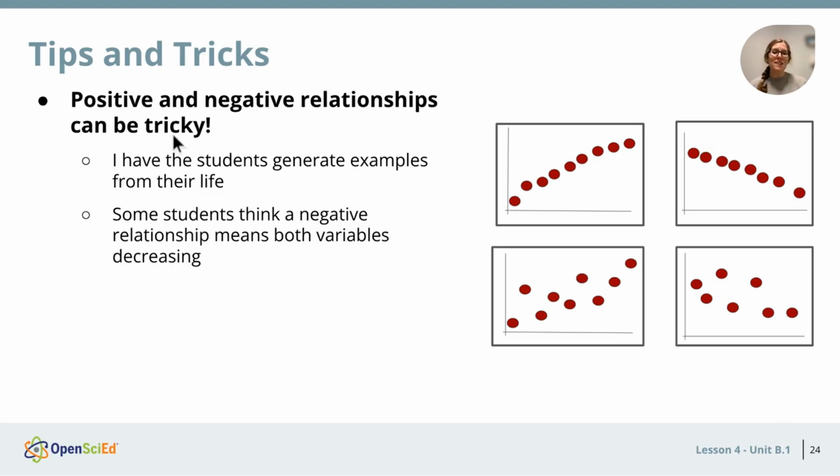And lastly, positive and negative relationships can be tricky for the students. I have the students generate examples from their life. We usually talk about food or sleep because that's something they're pretty passionate about. Some students think a negative relationship means both variables decreasing, so I usually use the phrase one goes up, the other one goes down.